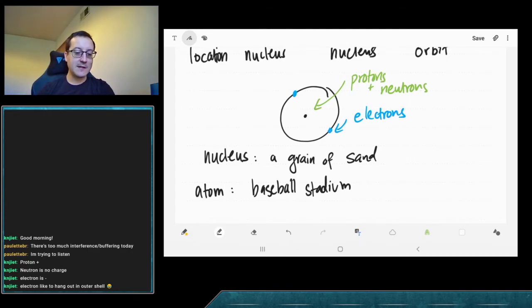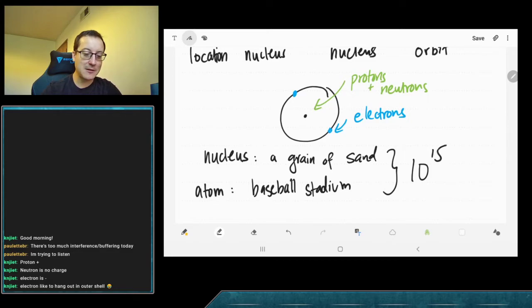What's interesting to note is that almost all of the mass of the atom is in that nucleus. Everything is all right there on that grain of sand. And most of the atom, that baseball stadium, is just empty space. So if you think about it, we're mostly empty space. The difference here is about 10 to the 15 or so in terms of the size differences. So that's a quintillion or something.